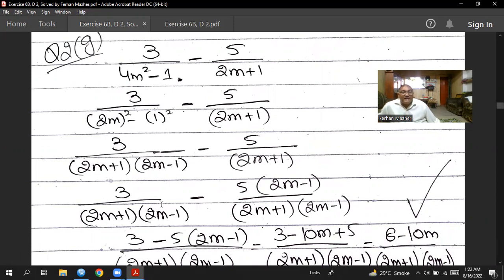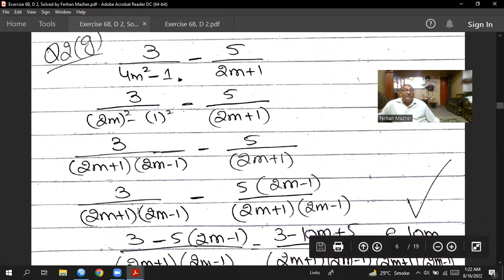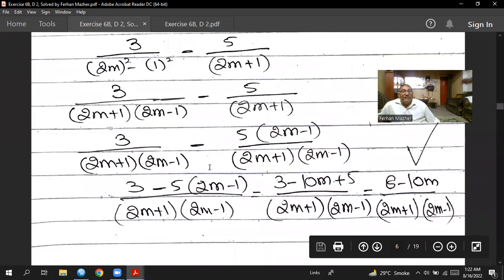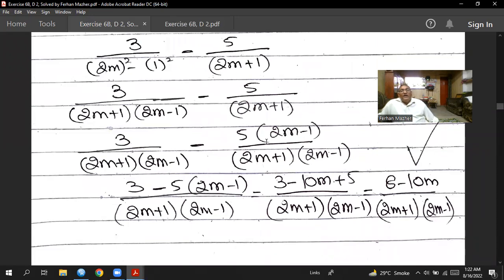So I will take the LCM. The LCM will be 2m plus 1 in one bracket and 2m minus 1 in the other bracket. So 3 minus 5 can be written as... Here we try to make the denominators the same. So in this fraction, I have multiplied the numerator and denominator both with 2m minus 1.